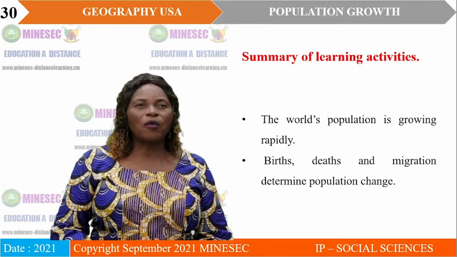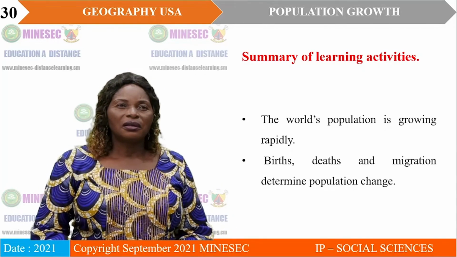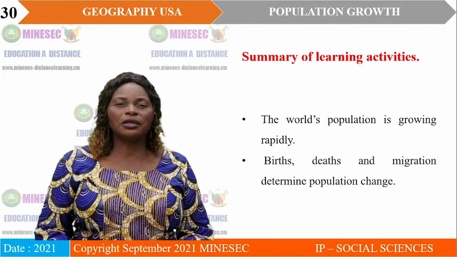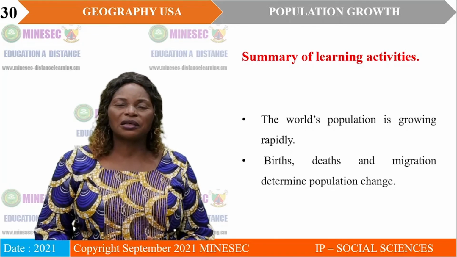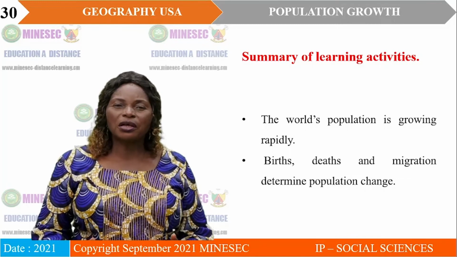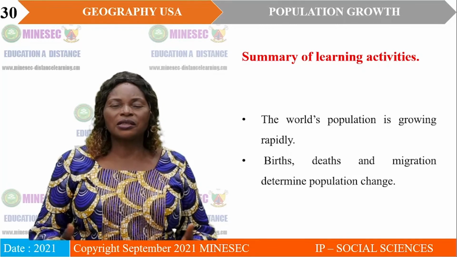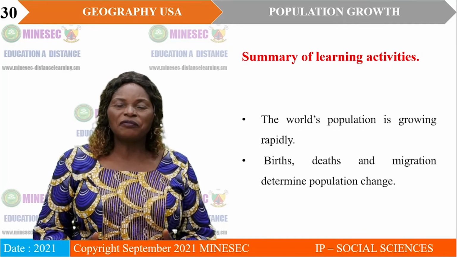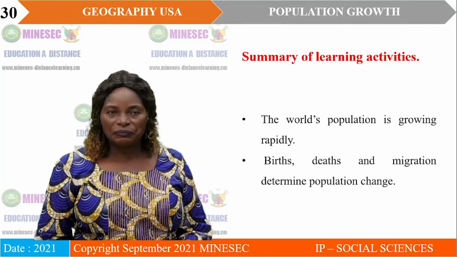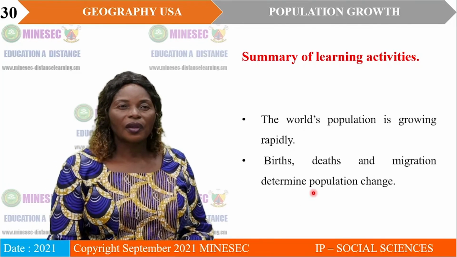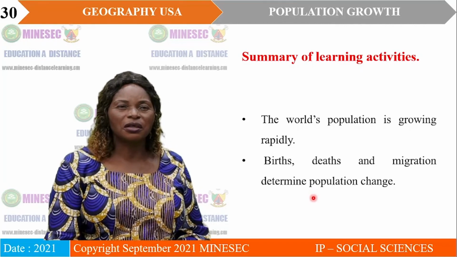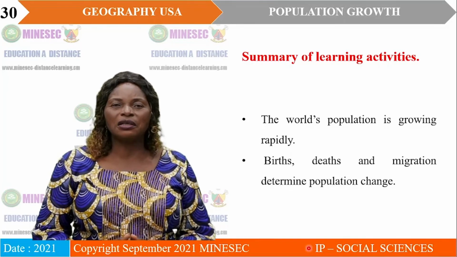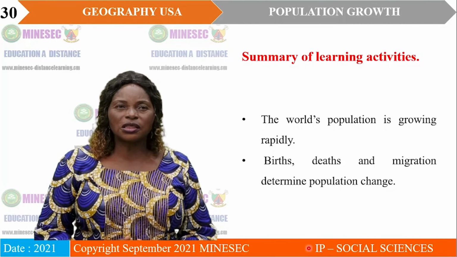Now we have a summary of our learning activities. The world's population is growing rapidly. It is growing exponentially. And this has an effect on developing countries because the population is increasing very fast and resources are not keeping pace. So people are actually not living comfortable lives. Birth, death, and migration determine population change. That is just what we have seen on the population change system.